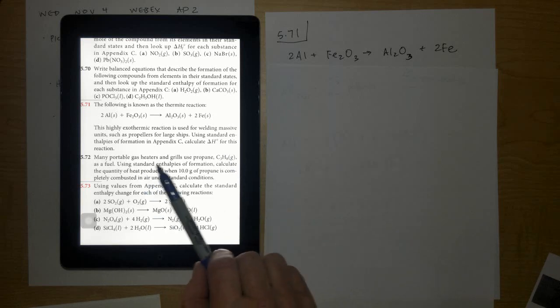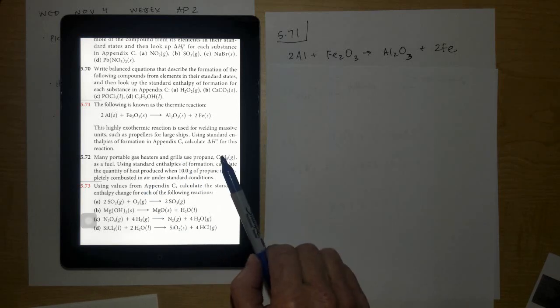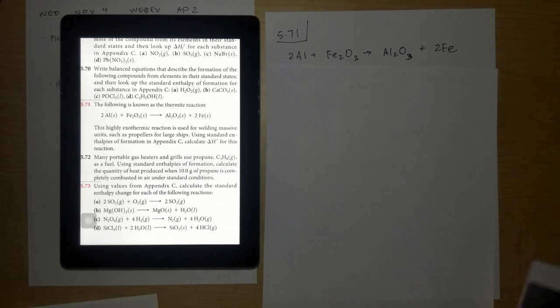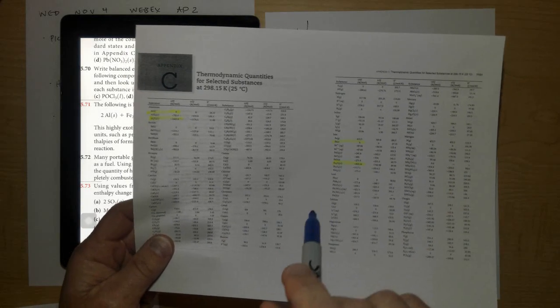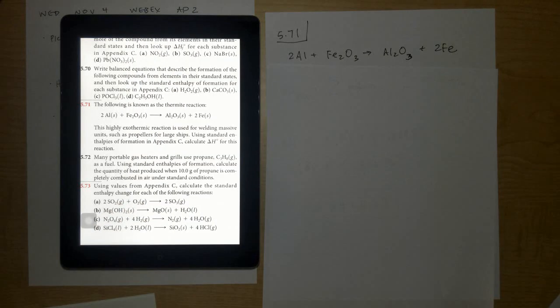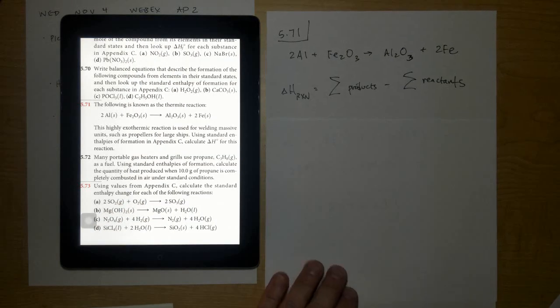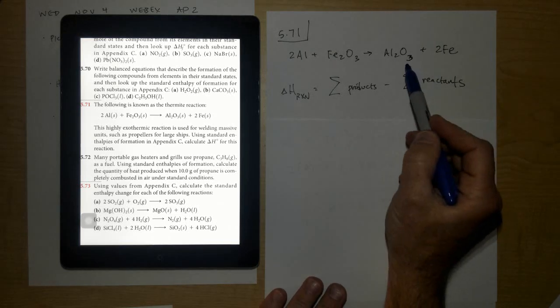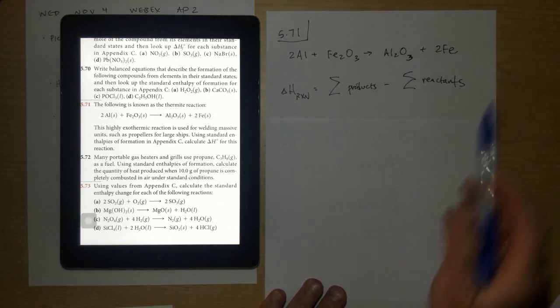Using standard enthalpies from Appendix C, calculate delta H for this reaction. So here's the reaction right here. Here are my standard enthalpies of formation that are given on this sheet right here. Look under the delta H right here for each thing. And then it's always products minus reactants. And so my products are Al2O3 and 2Fe.